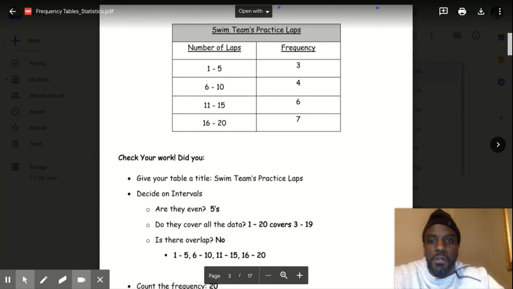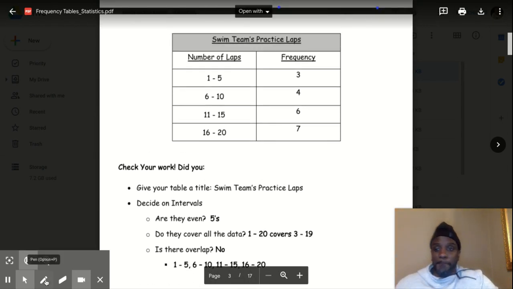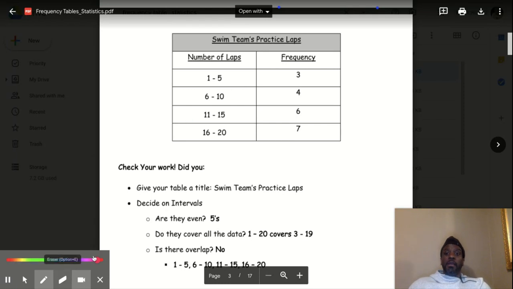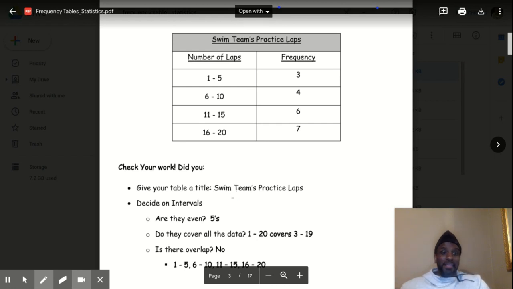Now let's go. So this is kind of like a check, okay? So the check is, check your work. Did you give your table a title? Yes, right here. Swim team practice laps, okay? Did you decide on the intervals? Are they even? Yes, all my intervals are even because they all go in 5. Not even as an even number, but even as in, do they all have the same width? Yes, intervals of 5. 1 to 5, 6 to 10, 11 to 15, 16 to 20. Those are intervals of 5. Okay. If you want to go intervals of 10, then you would say 1 to 10, 11 to 20.